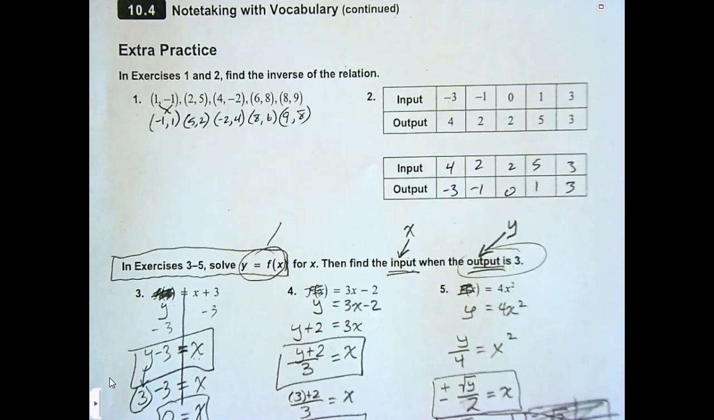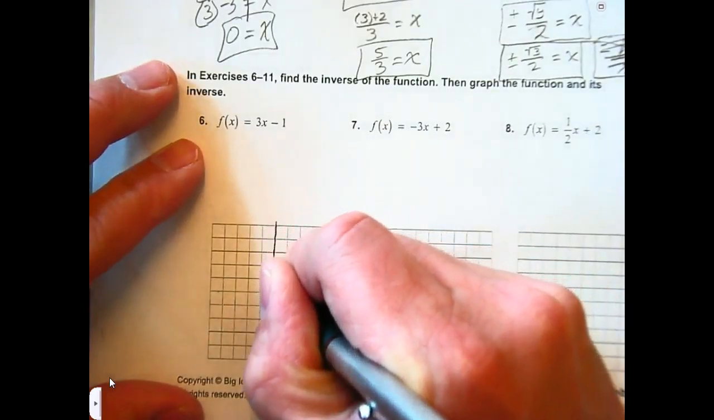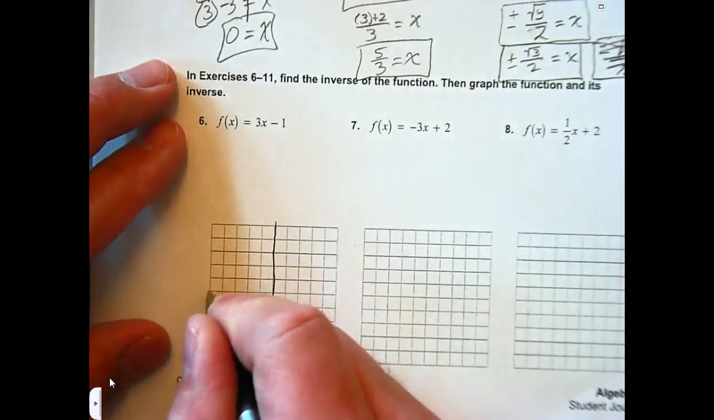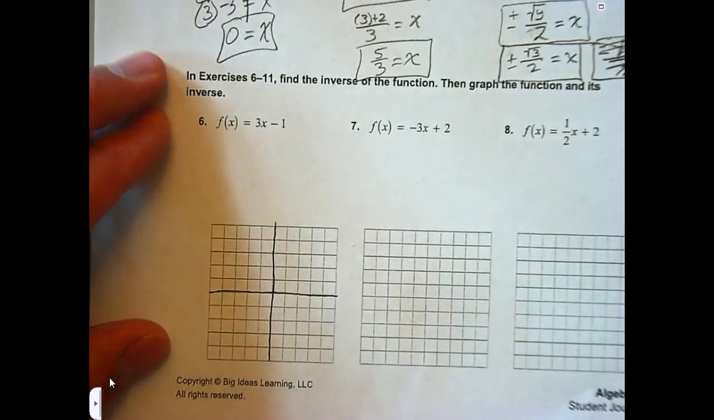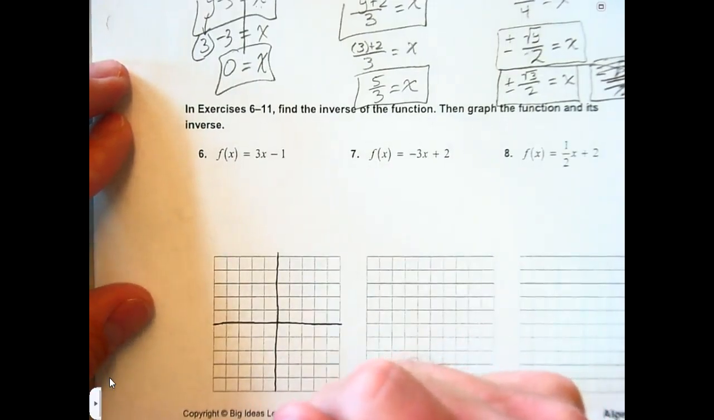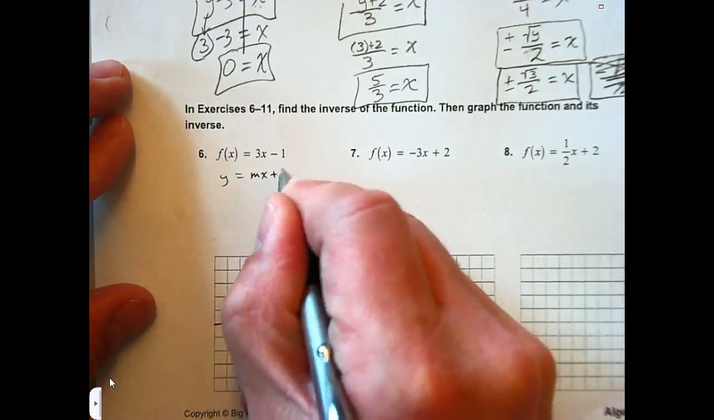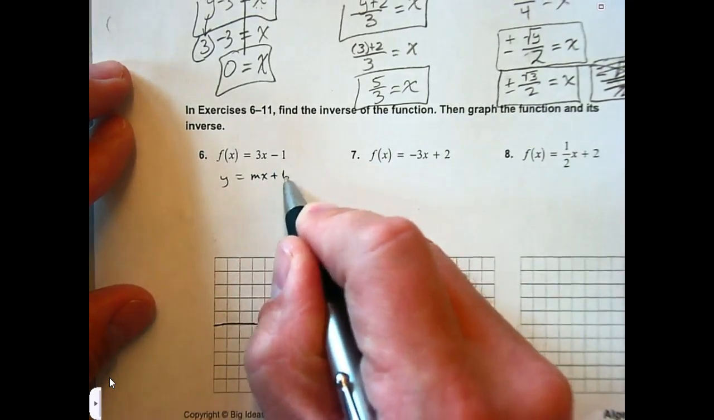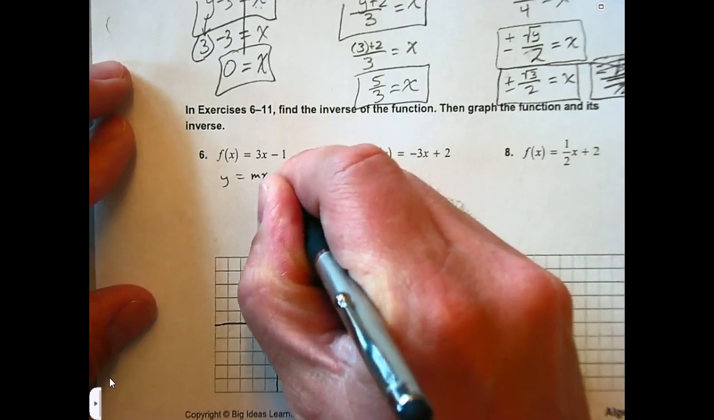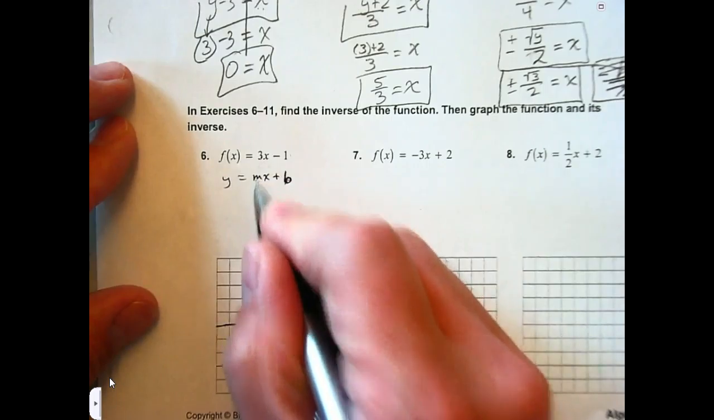Okay. Why do we use that? Well, when we're graphing these, if we know how to graph one of them, then it's just as easy as switching your x and y values to graph the other one. So if I have my grid there and I have to graph f of x equals 3x minus 1, remember y equals mx plus b? Okay, so b is our y-intercept. It's negative 1. Our slope is 3.